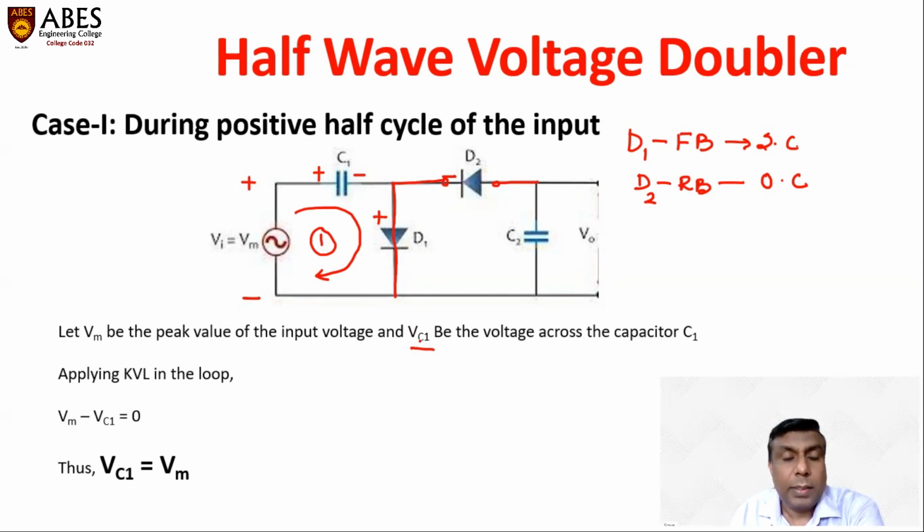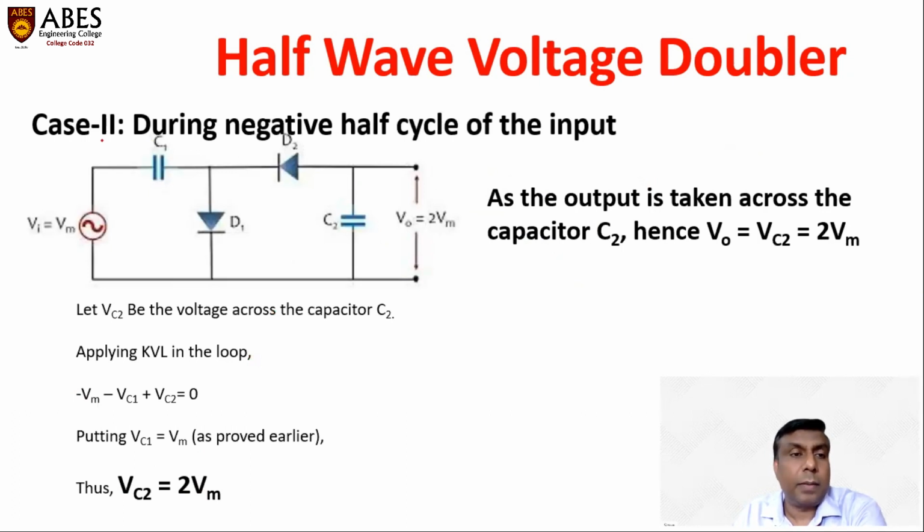Now let's apply KVL in loop 1. Going from minus to plus I take positive Vm, so this is plus Vm. Going from plus to minus across capacitor C1, I take a minus sign, with the voltage across capacitor C1 being Vc1. And here the loop closes, so that is equal to 0. Thus we find Vc1 is equal to Vm. It means the capacitor is charged to voltage Vm, or in other words, the voltage across capacitor C1 is Vm. So this corresponds to the positive half cycle.